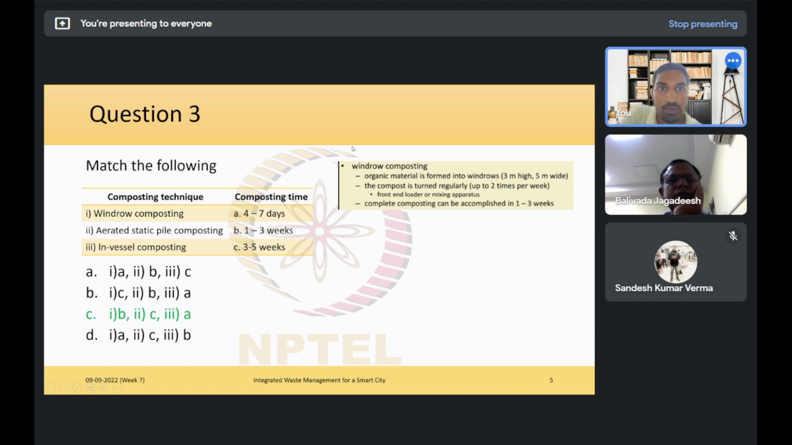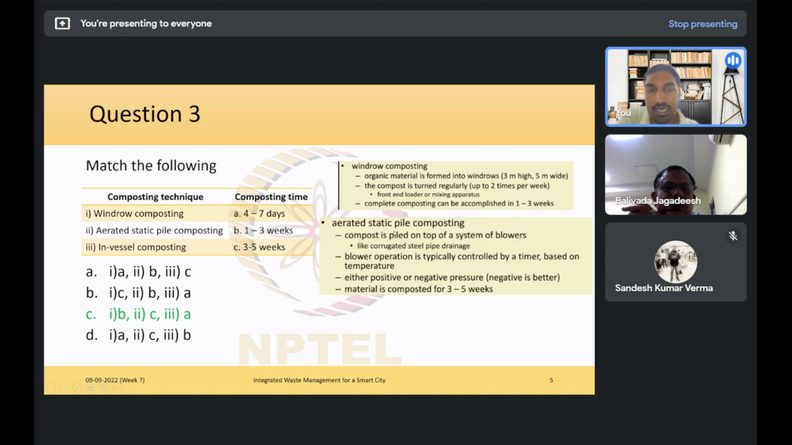Right. So windrow composting is where we have these windrows, or piles of organic material, and this material will be regularly mixed, right? So the whole organic matter will be regularly mixed, and while mixing, air is mixed with this organic material. So in this process it takes about 1 to 3 weeks.